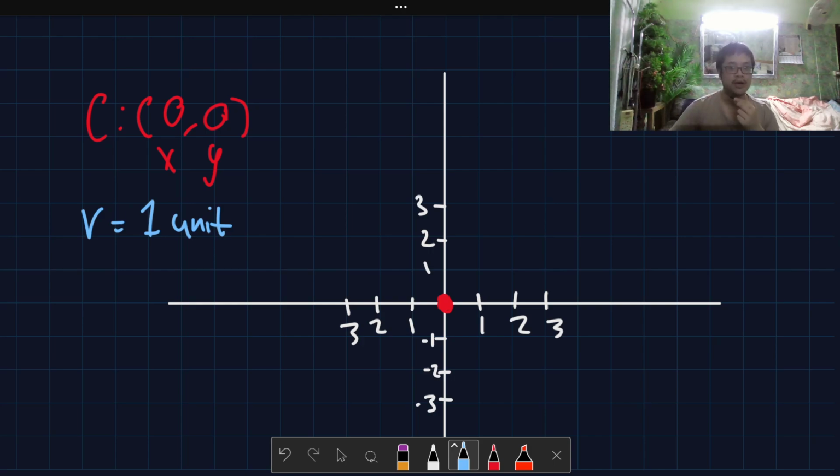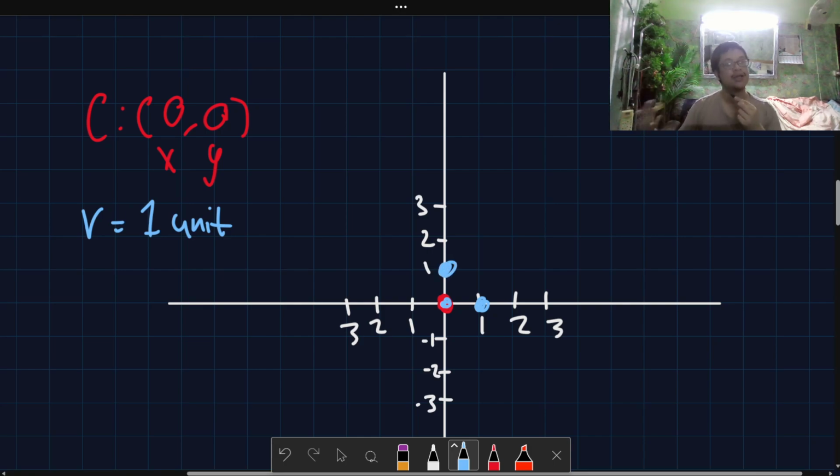Let me show you. Start from the center here. Count 1 unit to the right. So 0, 1. Okay, good. Go back to the center. Then count 1 unit upward. So 0, 1. That's it. Go back to the center again. Then count 1 unit to the left. 0, 1. All right. And lastly, go back to the center. Count 1 unit downward. So 0, 1.